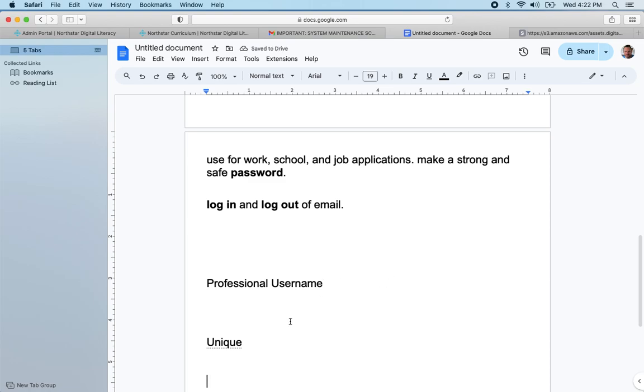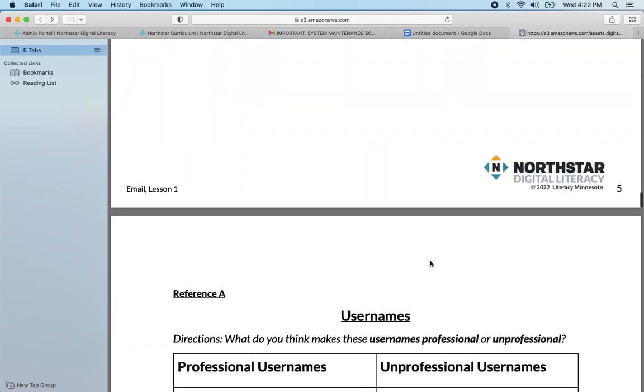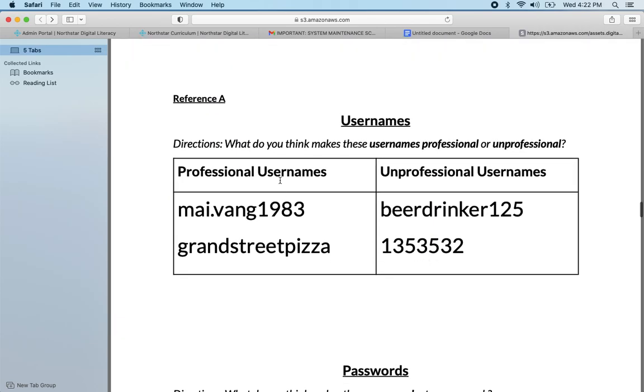And let me show you an example of some good and bad usernames. Let's go down here, reference A. Okay, MyVang1983 is good. GrandStreetPizza, good. BeerDrinker125, not so good. And 1353532, it's really hard for somebody to find you with that kind of email address or remember it.